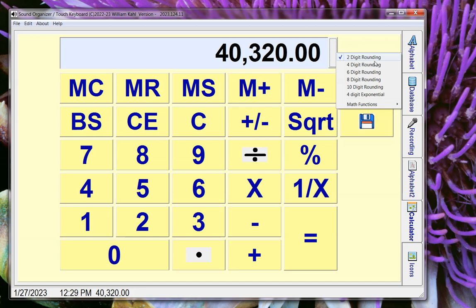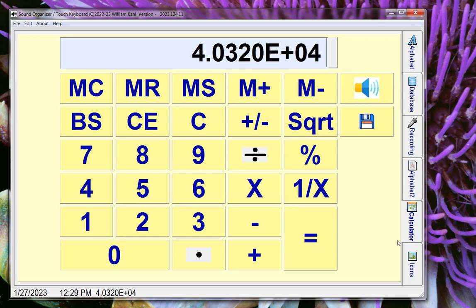Rounding and math functions. By default, the rounding is set to 2 digits, but you can set it to 4, 6, 8, or 10 digits. You also have a 4-digit exponential function there. So if I say that, and I say equals 4.0320 plus 04. Okay, you may not find that as useful, but it's there if you do need an exponential or a scientific answer to your problem.